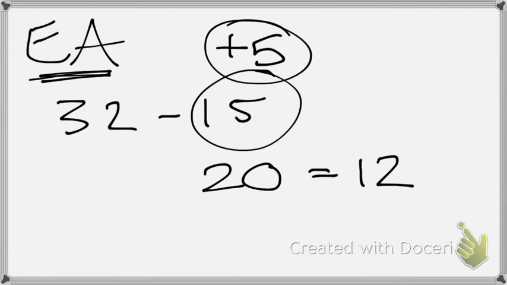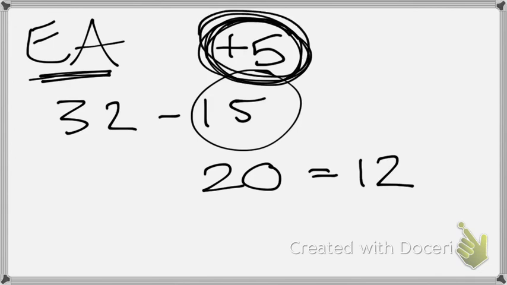So when we use our compensation strategy, if it was 32 plus 15, if you plus 5, you minus 5 at the end. But for equal adjustments, you do the equal adjustment. You do the same adjustment. So before I plussed 5, so the equal adjustment, the same adjustment, will be plussing 5 more. So what is 12 plus 5? 17. 12 plus 5 is 17.